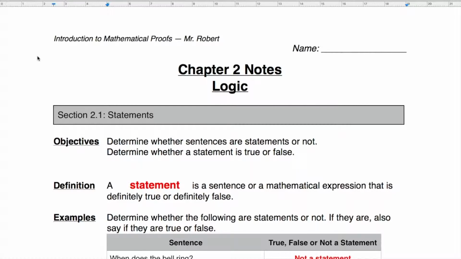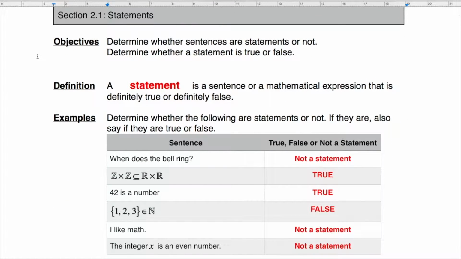The definition of a statement is a sentence or a mathematical expression that is definitely true or definitely false. Determine whether the following are statements or not. If they are, also say if they are true or false. So we'll see 5 examples.